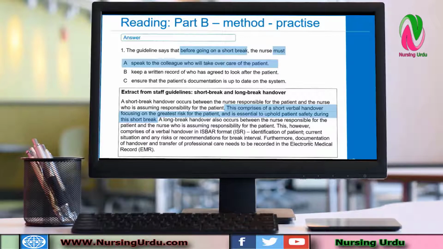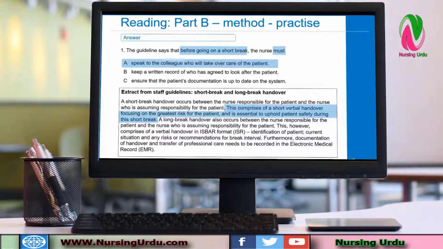So it talks about documentation at the bottom of handover and transfer of professional care needs to be recorded on the electronic medical record. But you always need to go back to the question, and the question was asking specifically what the nurse must do before going on a short break, and that is dealt with at the beginning of the paragraph. Okay, so that's pretty straightforward.